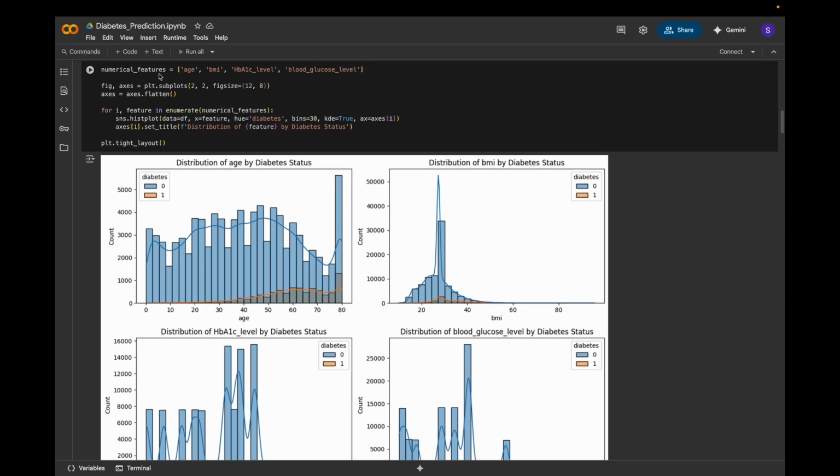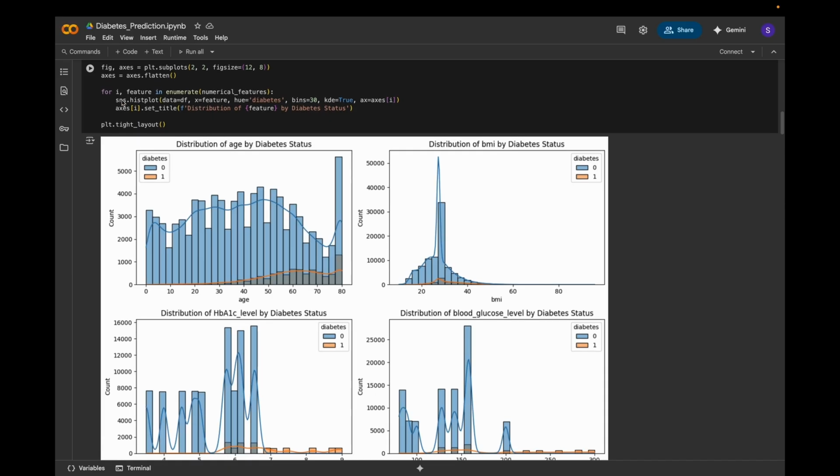glucose level. Basically, this creates a list of key numerical features in the data set that are more likely to be important predictors for diabetes. Then we move on to fig, axes equal to plt.subplots with these parameters. axes is equal to axes.flatten(). Basically, this creates a figure with a 2x2 grid with 4 subplots with a width of 12 and a height of 8.